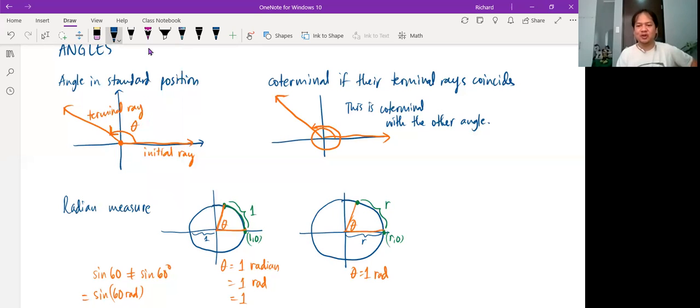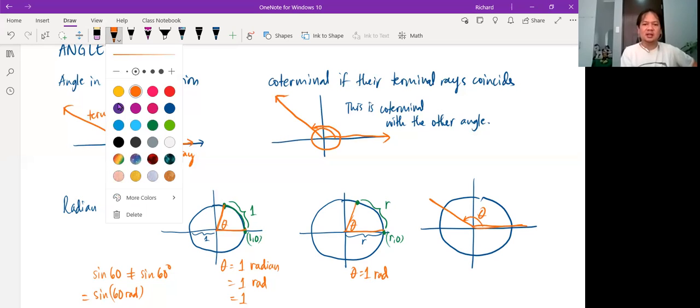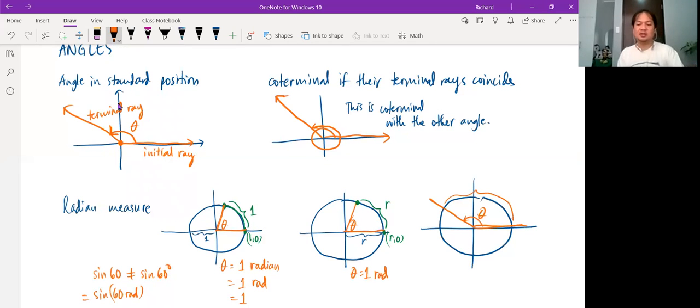This is precisely the basis for the formula where, in general, in standard position, an angle whose measurement is theta radians. Theta. And then the arc length here is S. And then the radius is R. Then the formula is that S is equal to R times theta. Are you familiar with this? S is equal to R theta.